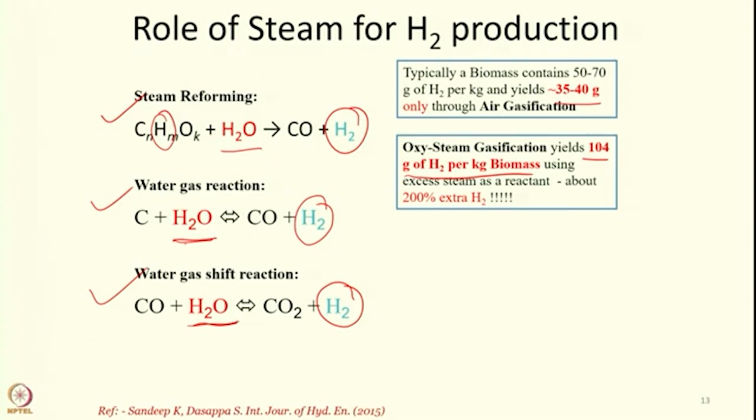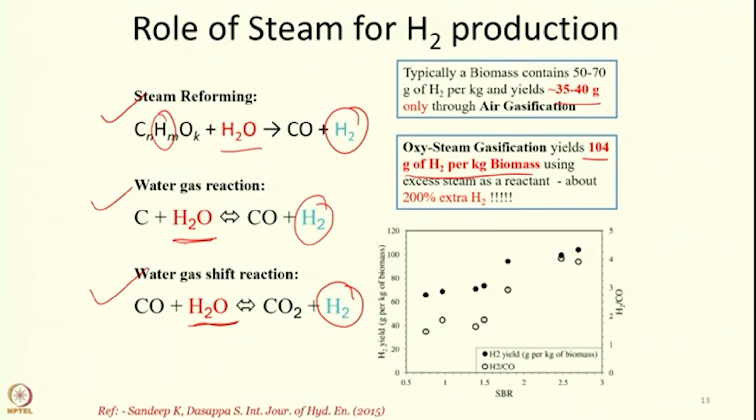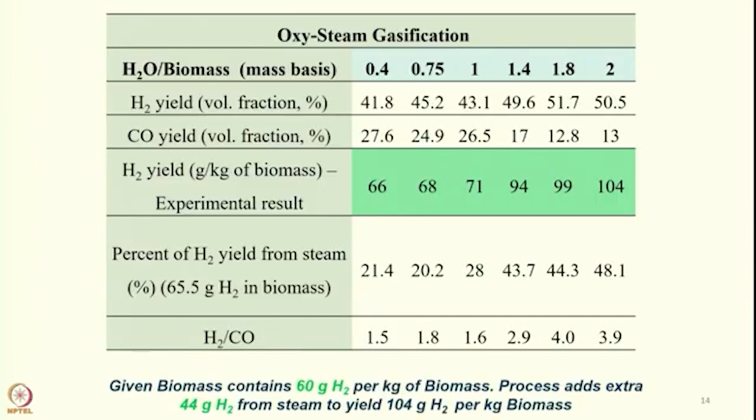This is one of the results from the publication: as we increase the steam to biomass ratio from 0.5 to 1 to 3, our hydrogen yield is also increasing. The y axis is hydrogen yield, around 60-65 grams, and it goes to more than 100 grams at a steam to biomass ratio of around 2.7. That is the beauty of oxy-steam gasification.